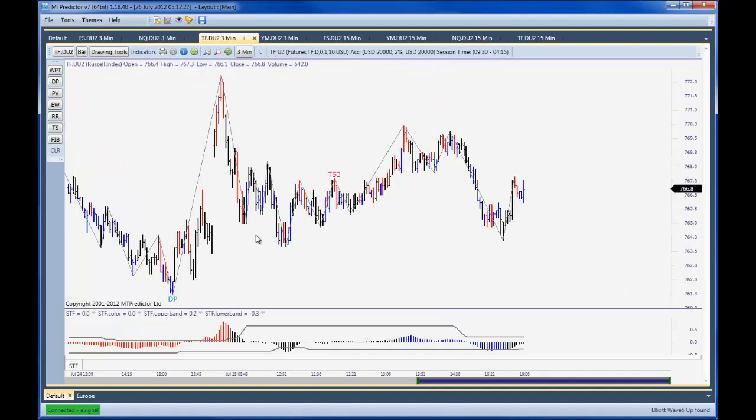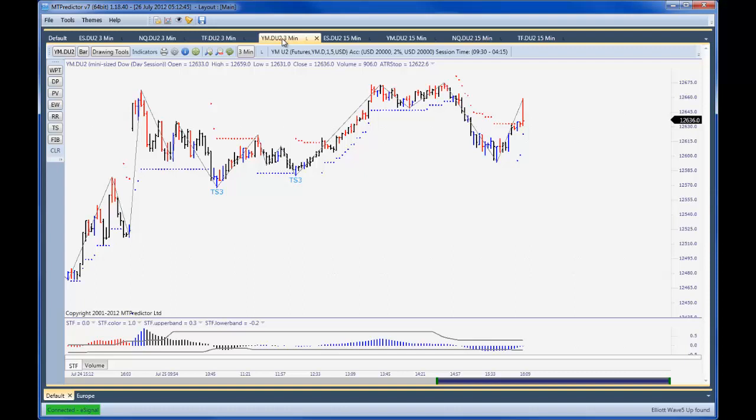We go over to the Russell Index. There's that same TS3 cell as we had on the ES, so you wouldn't take two trades on two different markets at the same time, because that would be doubling up on your risk, and obviously that's not what we want, to keep our risk small and under control. The other market is the YM.